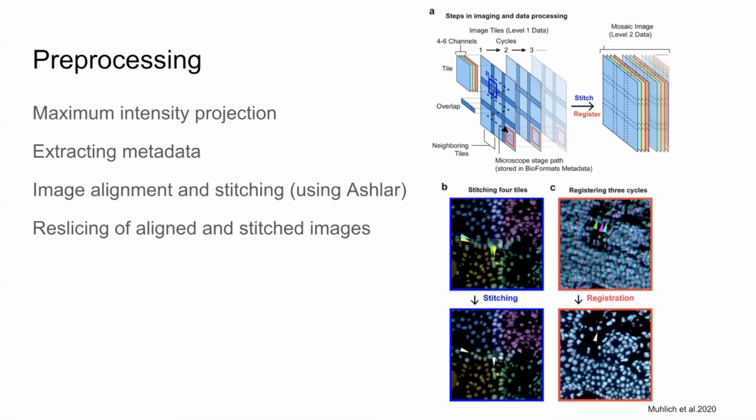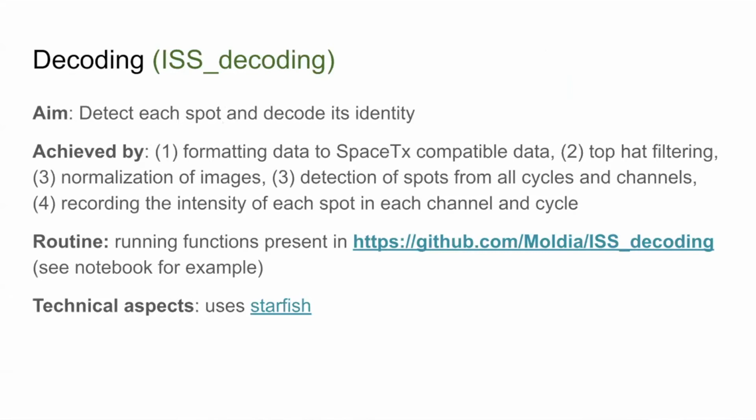Then we extract some metadata to have a feeling for where these fields of view are located in space. And then we align and stitch using ASLR. And then we reslice the stitched images, and that is the starting point for our data. So we can then use Starfish for this, the SpaceTX format, and then Starfish to decode. So yeah, I'll just briefly go through this. You'll probably have some more input on this later, but I just wanted to give you the whole workflow.